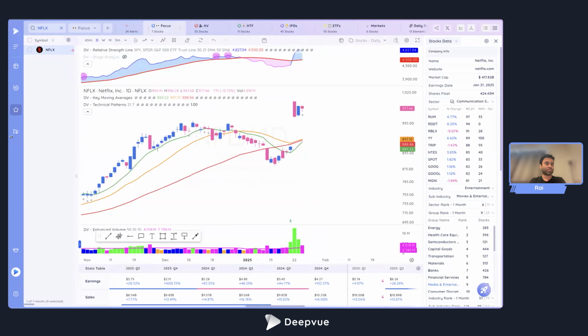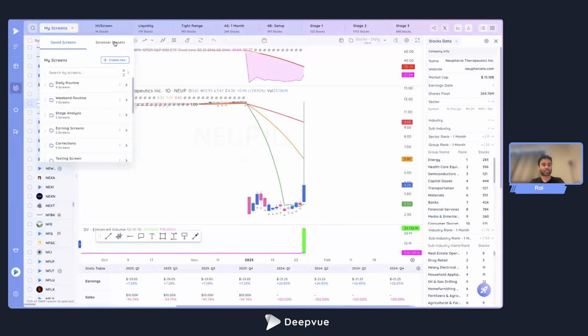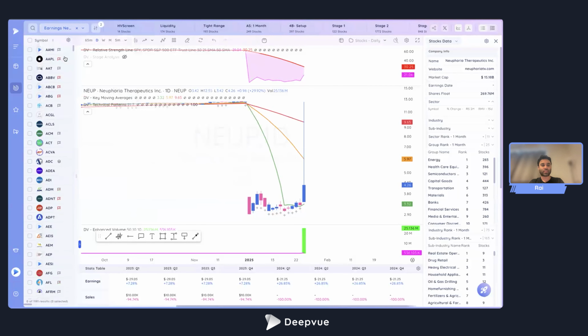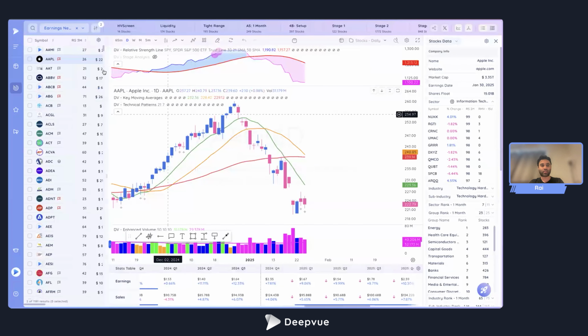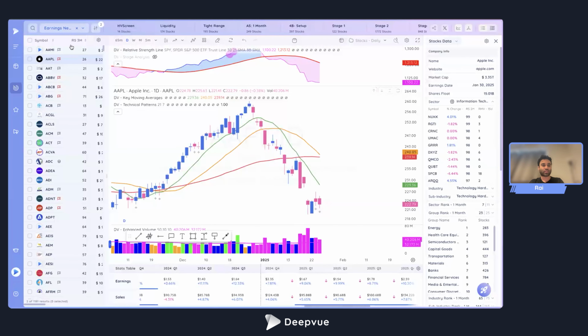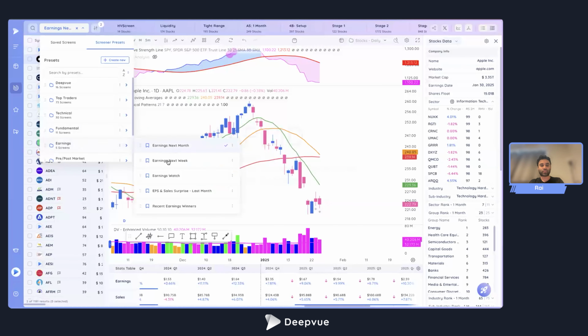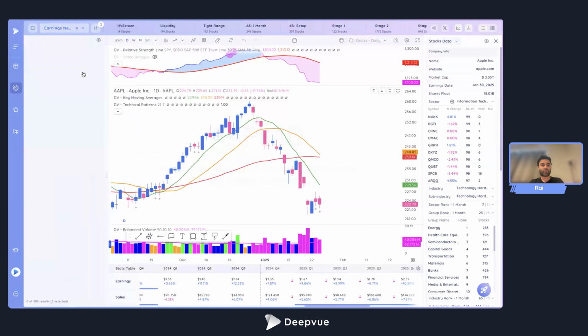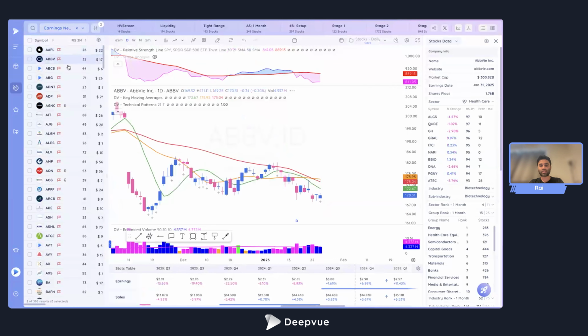You can also have on the screener, we have a couple of presets that we set up for earnings. So earnings next week, earnings next month, recent earnings winners. All of these are built for you to see, so Apple is reporting relatively soon, on January 30th. So this is another one. Some of these presets are built within Deepvue. So if I go to earnings next week, I will go through some of these names to see what's happening.